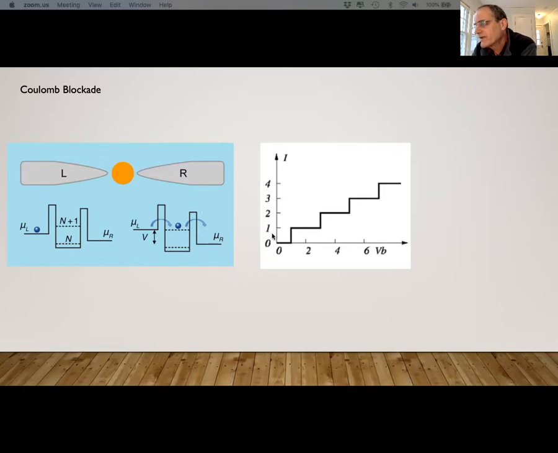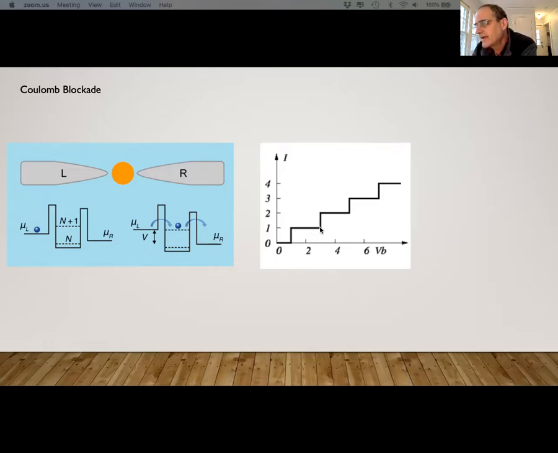Because of this, we expect that a current voltage characteristic of a system like this would exhibit the following. At low voltages, no current can flow. We're in what's called the Coulomb blockade. But once we reach this condition, we'll switch on current through this channel, and some finite current can flow.